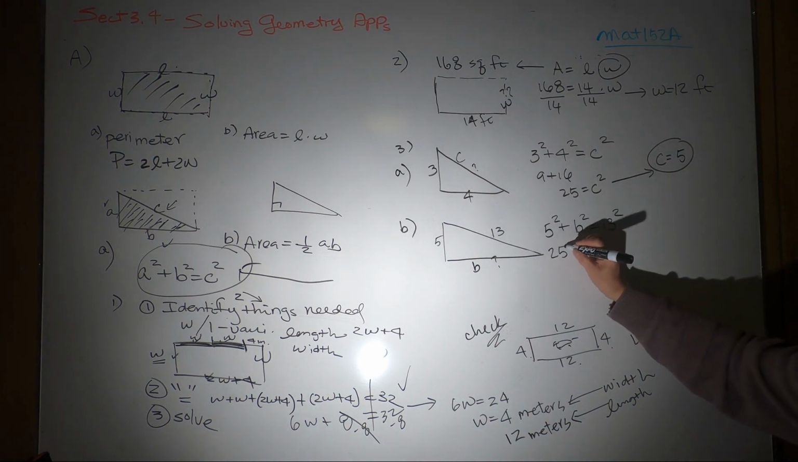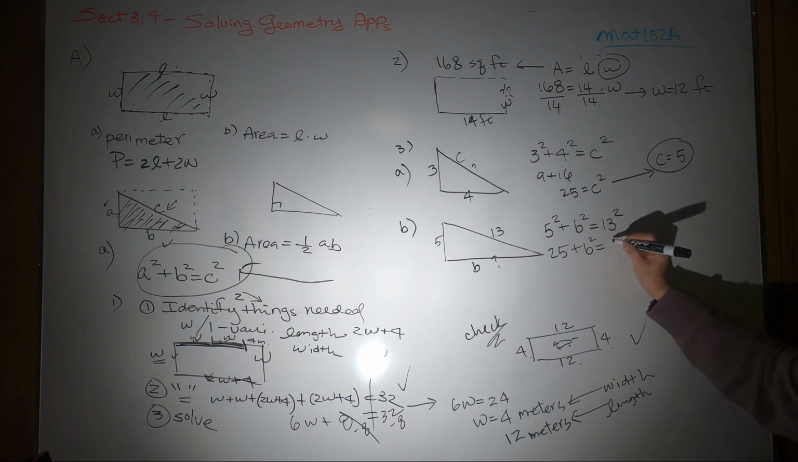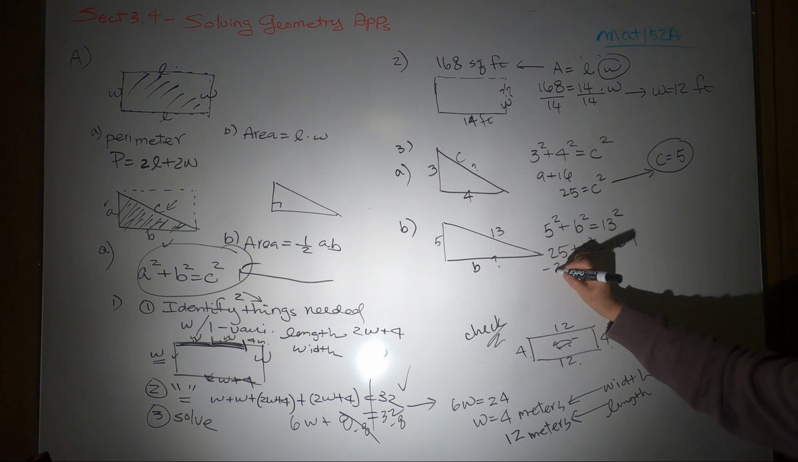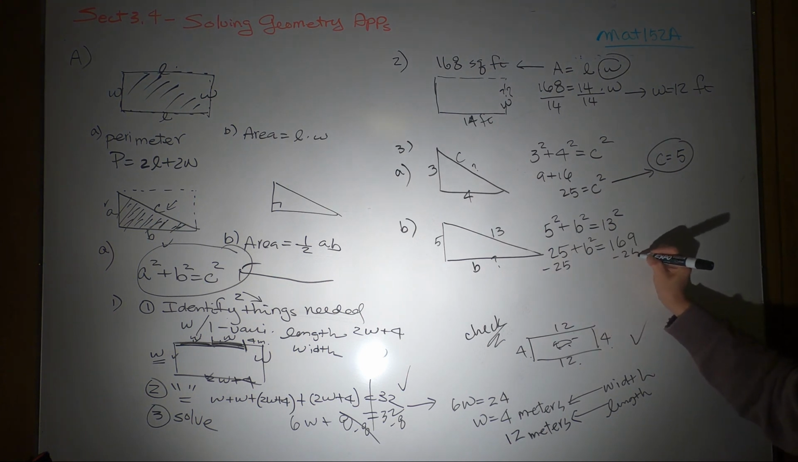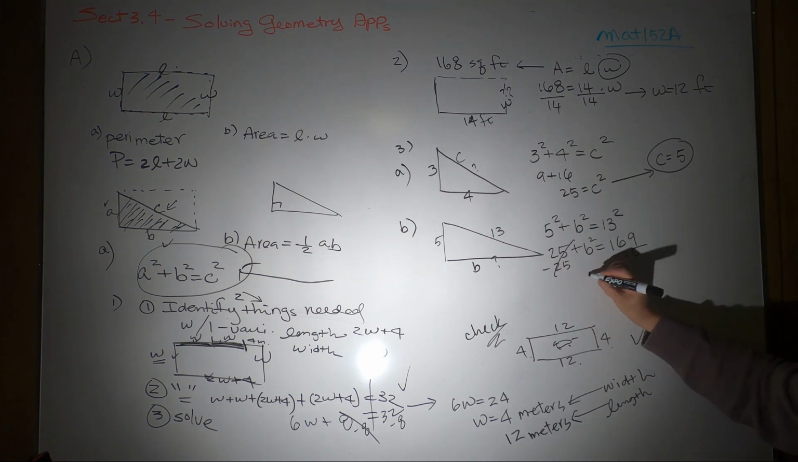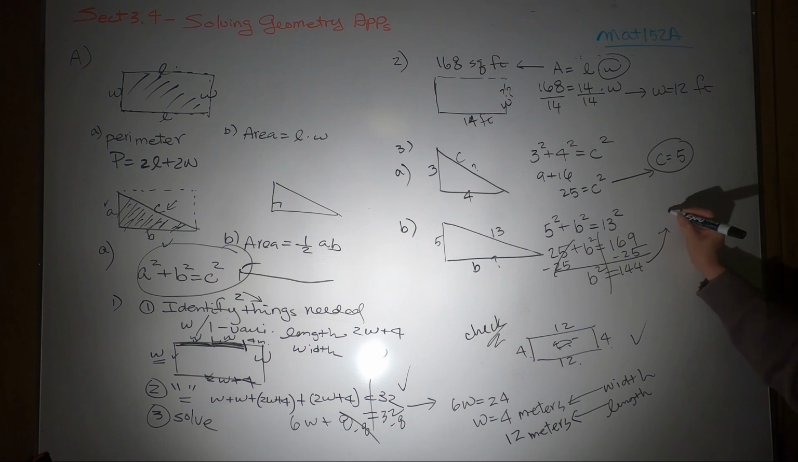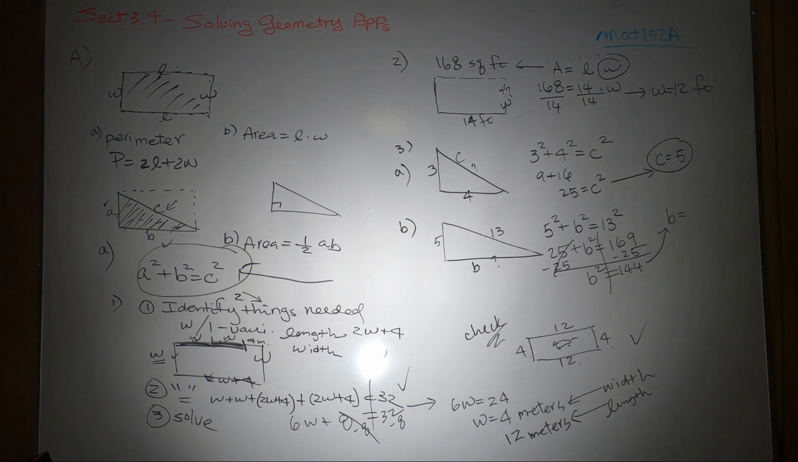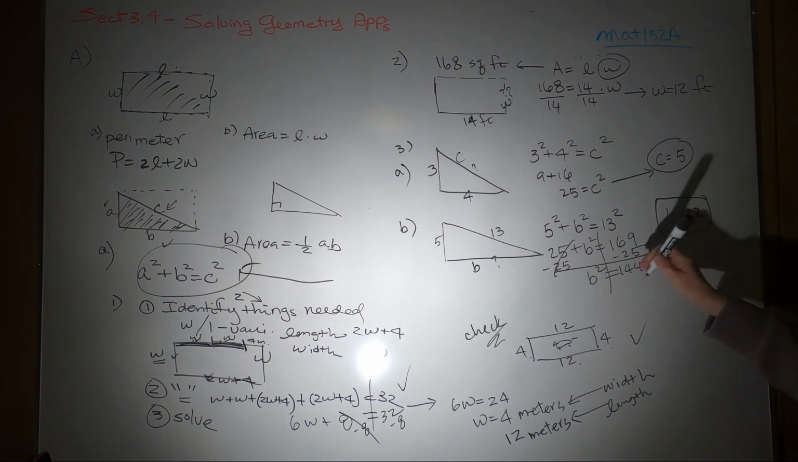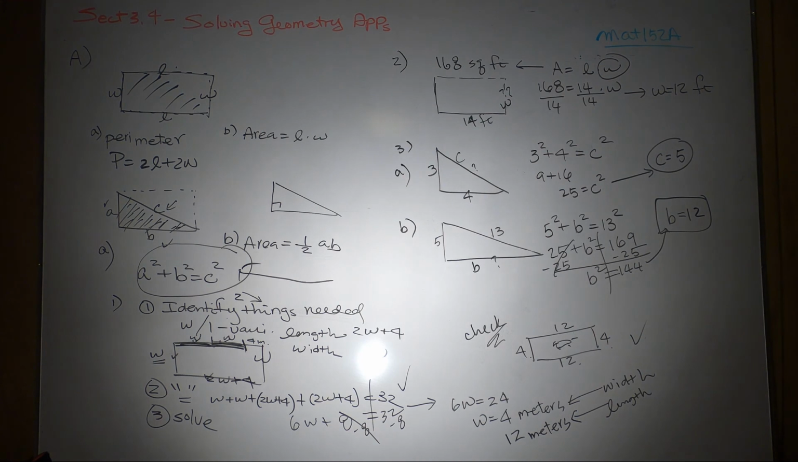So that would be 25 plus B squared equals 13 times 13, 169. Then you minus 25. That would be B squared equals what? 144. What do you think your B is? Anything multiplied twice is 144. That would be 12. So the bottom length would be 12.